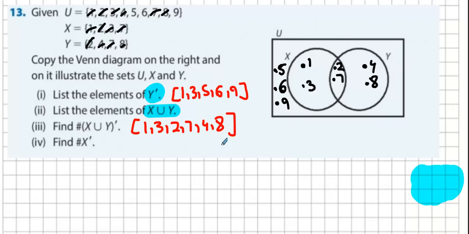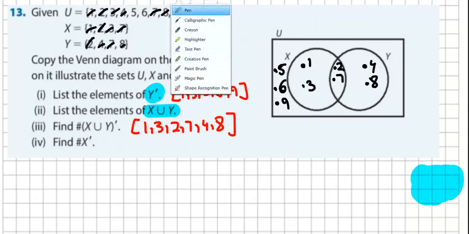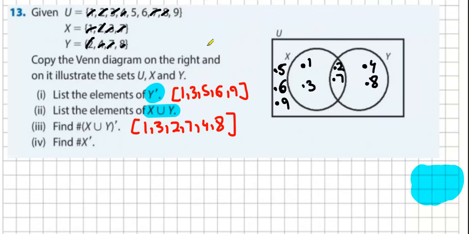Oh, I got that wrong. Can anybody tell me why I got it wrong? Oh, sorry. There's a dash, right? So actually, it's not X union Y. It should have been everything outside that. So it should have just been 5, 6, and 9. But wait, I made another mistake. The answer is not 5, 6, 9. Why is the answer 3? Because of the hashtag. So the hashtag means how many of them, and the answer is 3.